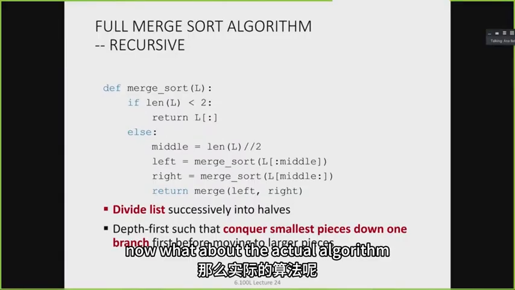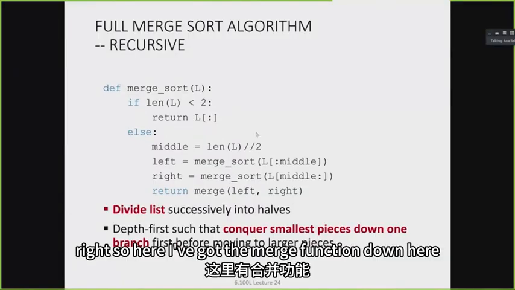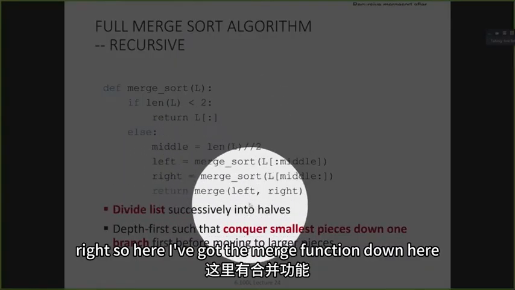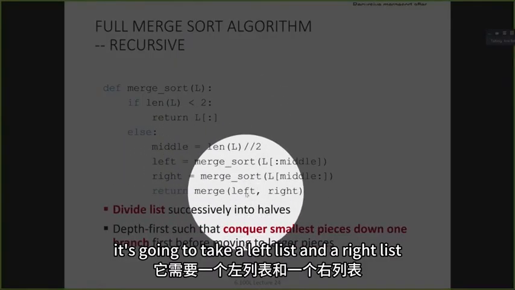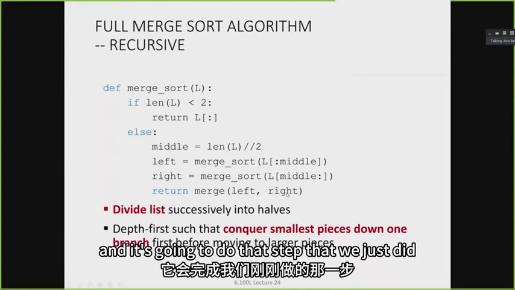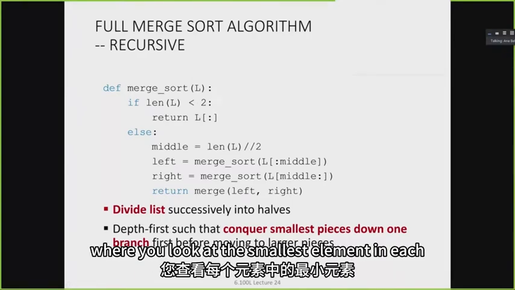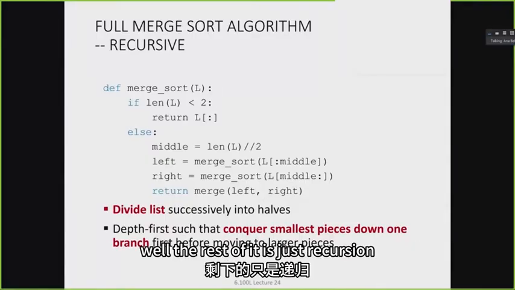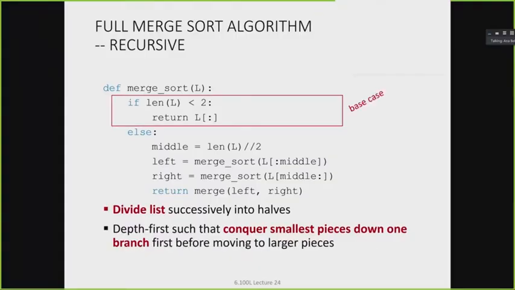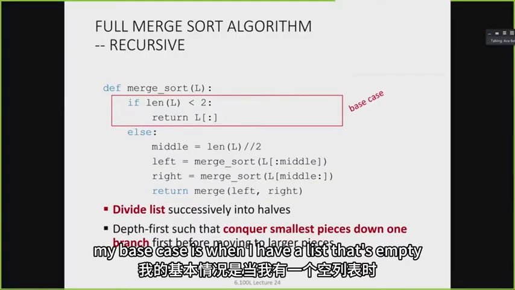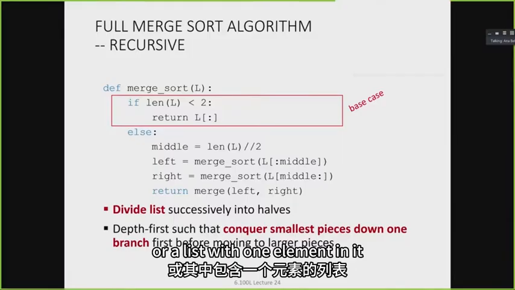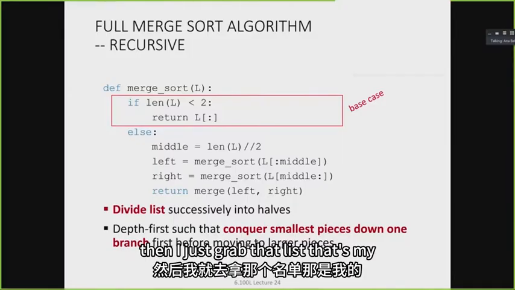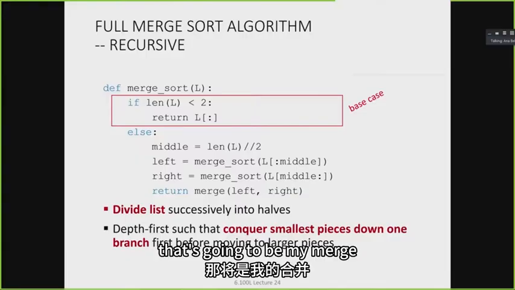Now, what about the actual algorithm, right? So here I've got the merge function down here, okay? It's going to take a left list and a right list, and it's going to do that step that we just did where you look at the smallest element in each. What about the rest of it? Well, the rest of it is just recursion. My base case is when I have a list that's empty or a list with one element in it. Then I just grab that list. That's going to be my merge.